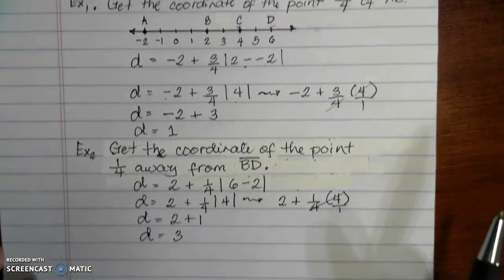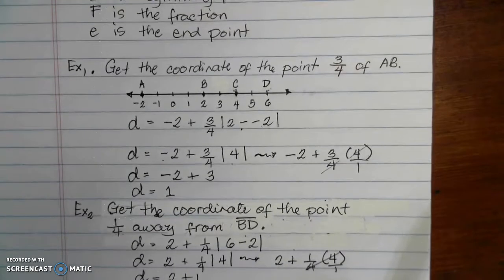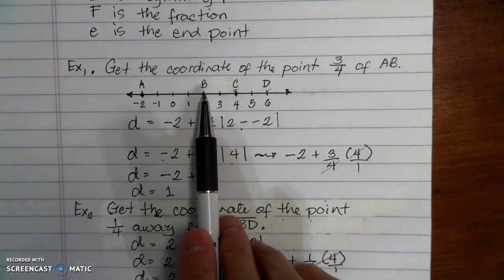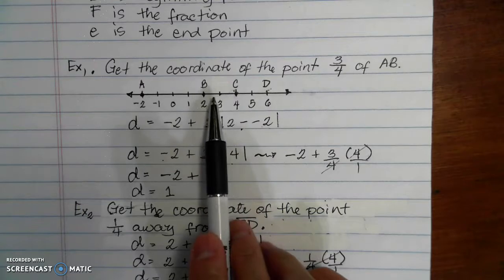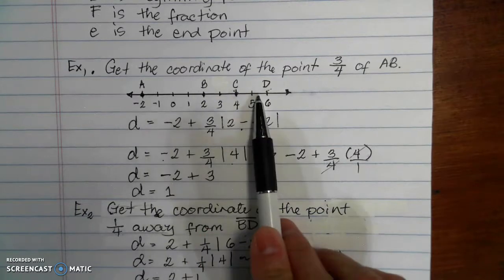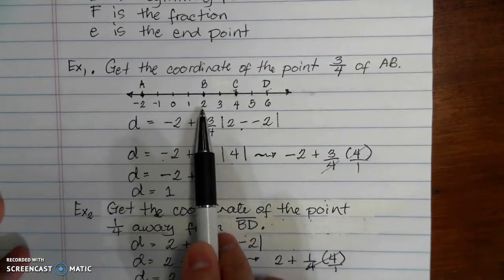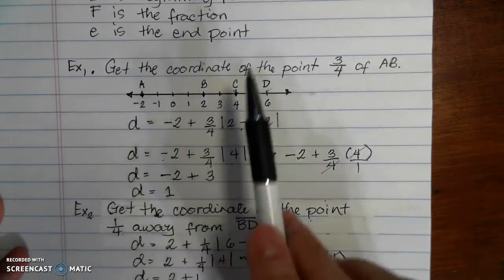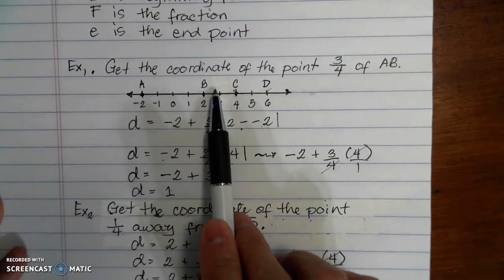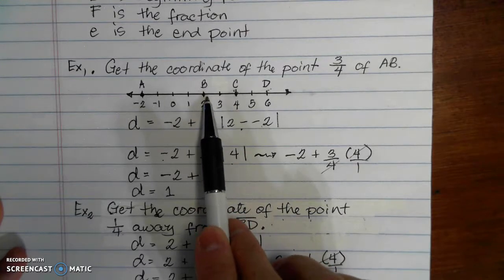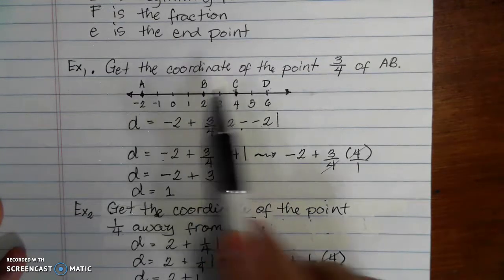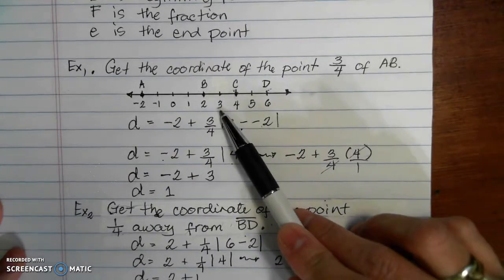So let us look at that. Let's focus on BD. There are 1, 2, 3, 4 units in BD. And if your beginning point starts with a 2 and you want to go 1/4 away from that, so this is 1/4, and 1/4 away from that is a 3.